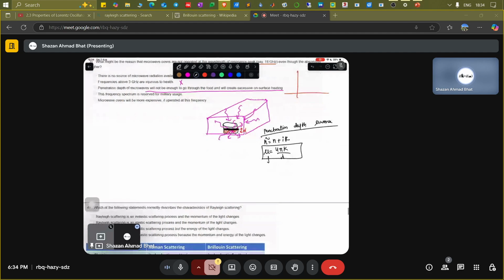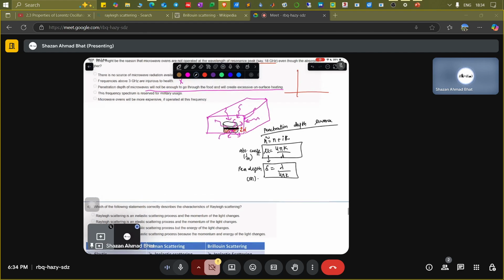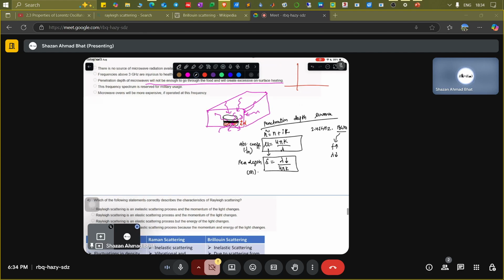And if you want to write the penetration depth, you can write delta to be equivalent to lambda over 4 pi kappa. This is the absorption coefficient written in per meter, and this is the penetration depth written in meters. Now see what is going to happen. If you have 2.45 gigahertz and if you have 18 gigahertz, in case of 18 gigahertz, you're increasing the frequency. That means you're reducing the wavelength. So if the wavelength reduces, the penetration depth reduces.